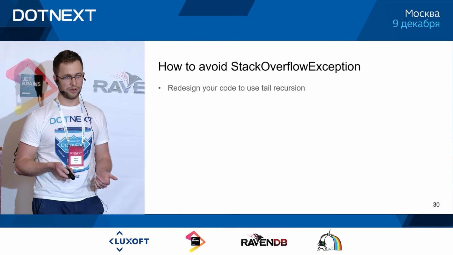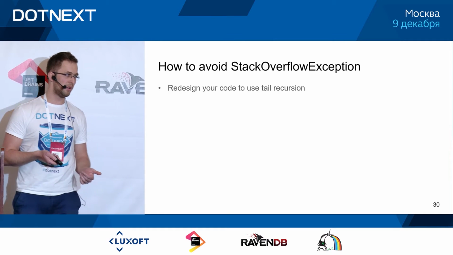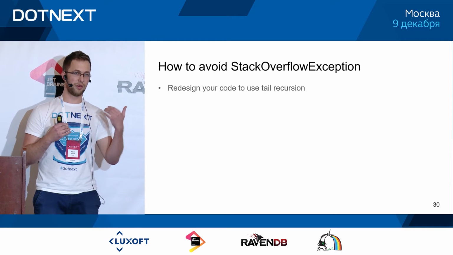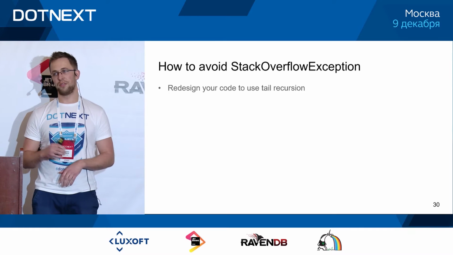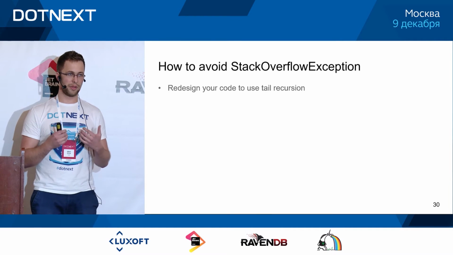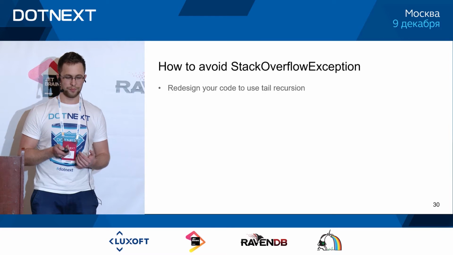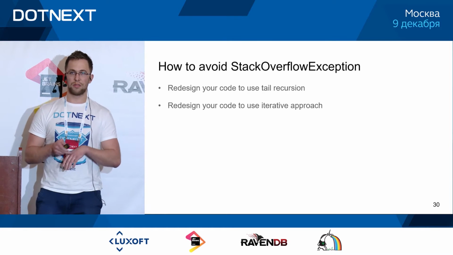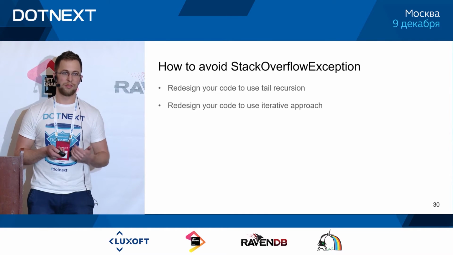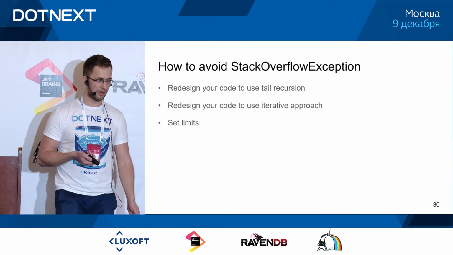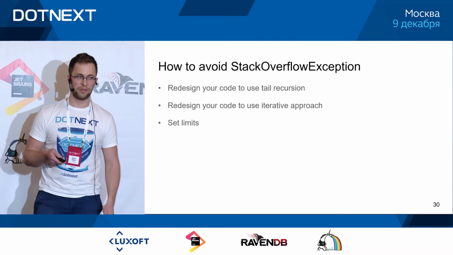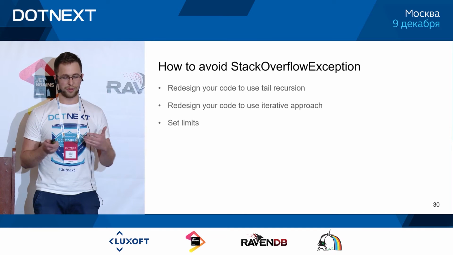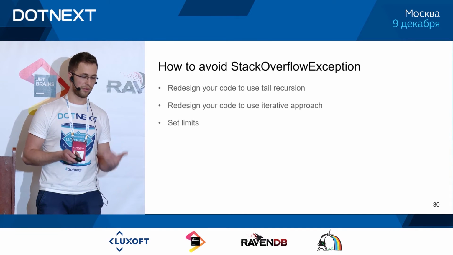We can use tail recursion, and if you are an F# developer, and the return from your method is the last thing in your recursive method, then the F# compiler will do this for you. If you are a C# developer, then you have to implement tail recursion on your own. You could also redesign your code to use an iterative approach. The thing is that it's not always easy, and sometimes it's even impossible. You could also set a limit, but if you ever do so, please log a warning somewhere so anybody else will know that something bad has happened and the application is not working for a reason.